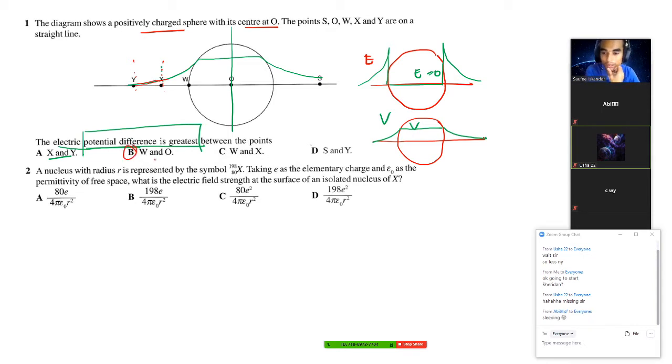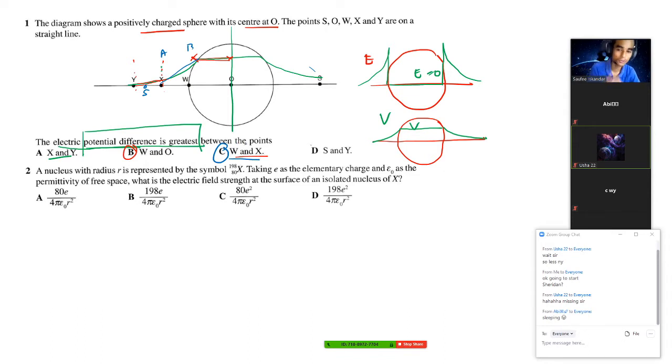W and O actually have the same potential. See, this point and this point actually have the same value. W and X actually is the answer. You see the potential difference between this point A and B, the gradient is higher. So actually the answer is C. S and Y actually have the same. If we mirror the S, maybe S is over here, but its potential difference is lesser than W and X. So the answer will be C.